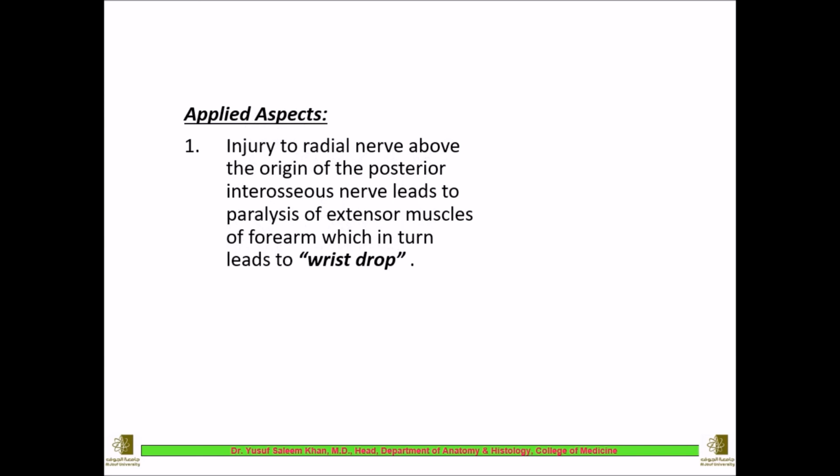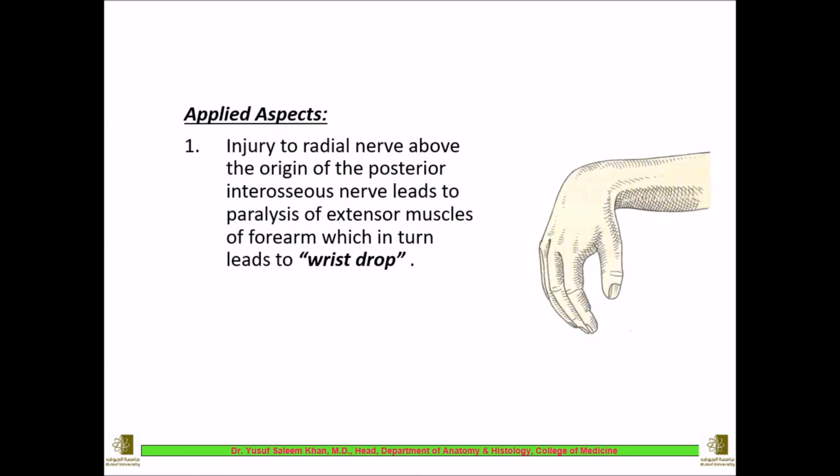So whenever there is injury to this radial nerve, the main muscles of the extensor compartment, which help in extension, are paralysed. So this extension is lost, and that leads to a condition called wrist drop. This is because of the paralysis of most of the muscles of the extensor compartment of the forearm, because of injury to the posterior interosseous nerve, which is supplying most of the extensor muscles of the forearm. So this is the most important applied aspect related to the extensor compartment of the forearm, that is wrist drop.